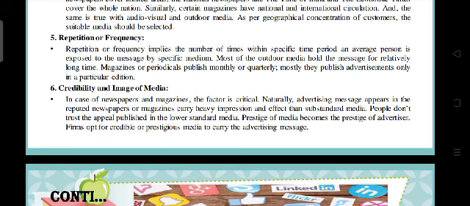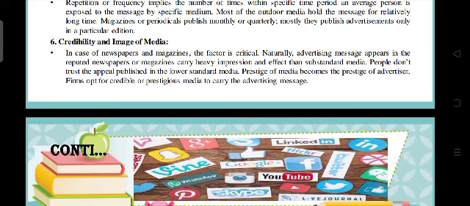Therefore you have to decide the number of repetition of your message. And then the next one is sixth, credibility and image of media. Credibility here means heavy impression or lower and substandard media. If you want a higher standard of media, your message will be a heavy impression. And if you want to disseminate your message in the substandard media, then your message will be suitable according to that.